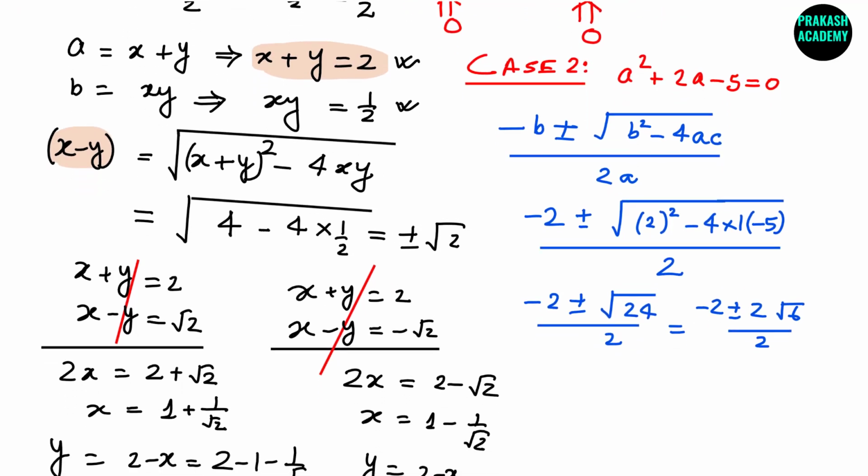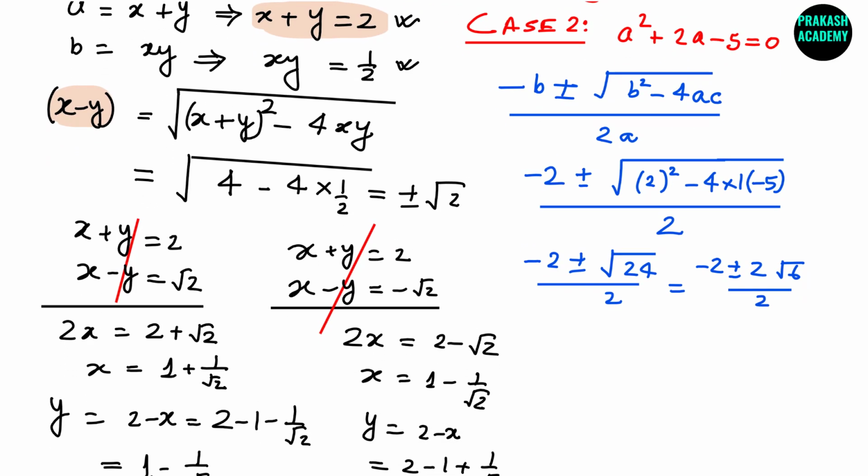So you have two solutions in this case, minus 1 plus minus root 6. So this is minus 1 plus root 6 or minus 1 minus root 6. So two possibilities you have for a. So a can be minus 1 plus root 6 or a can be minus 1 minus root 6.